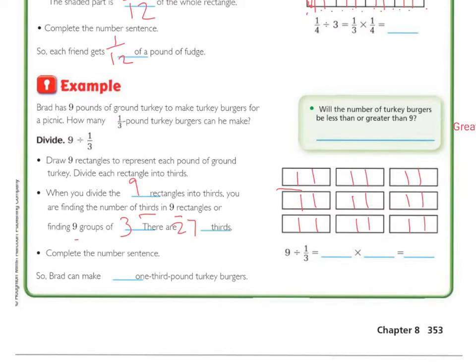So Brian can make 27 1/3 pound turkey burgers. So 9 divided by 1/3 is the same as 9 times 3, which is 27. Here it says, will the number of turkey burgers be less or greater than 9? Well, it was definitely greater than 9.